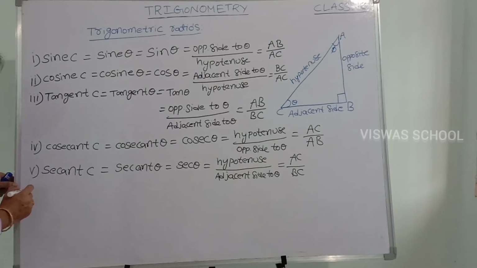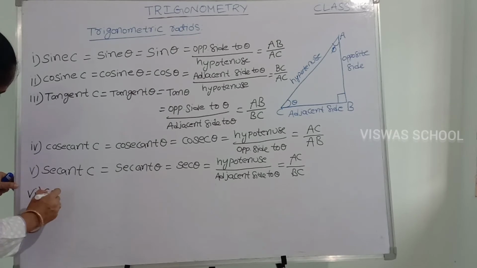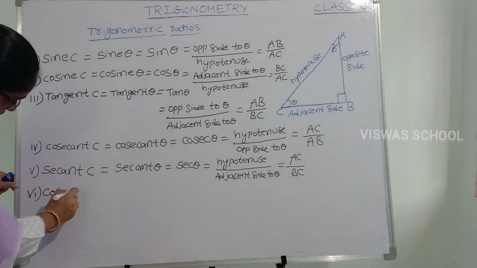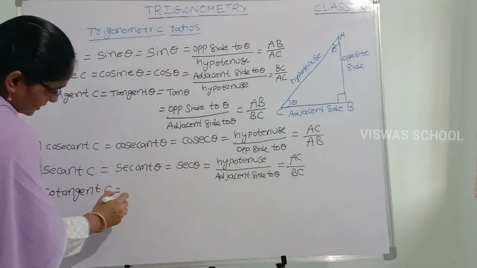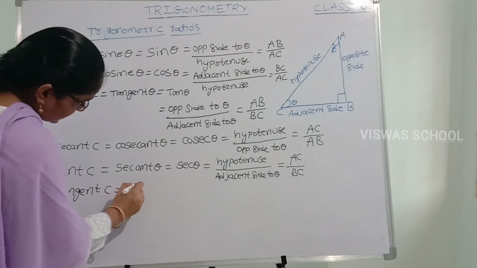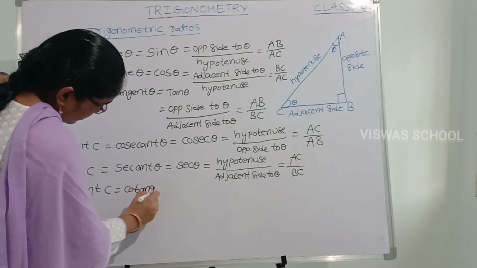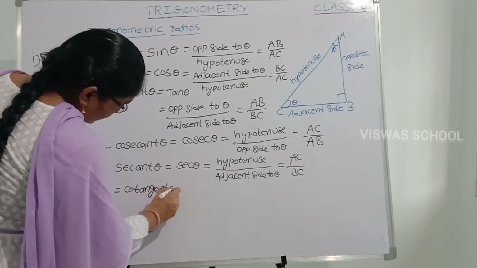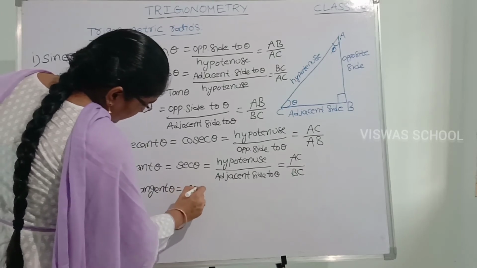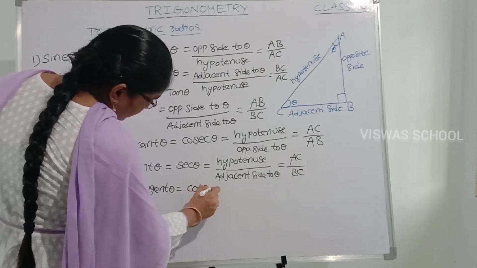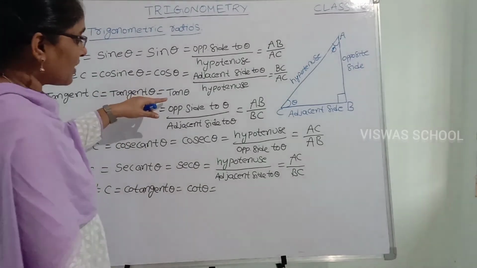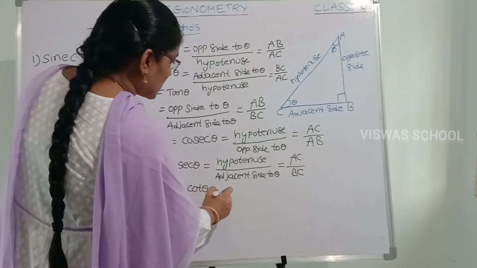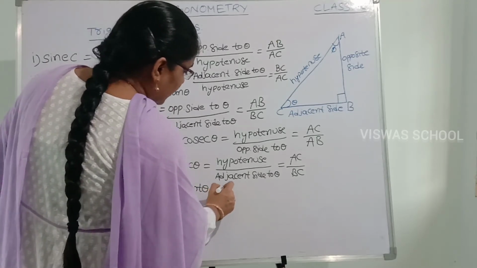And next, last ratio, that is the sixth one, that is cotangent. Cotangent theta. That is it is equal to what? Short form of cotangent is cot theta. This is the reciprocal of what? Tangent. Reciprocal of tangent means it is equal to what? Adjacent side to theta by opposite side to theta.